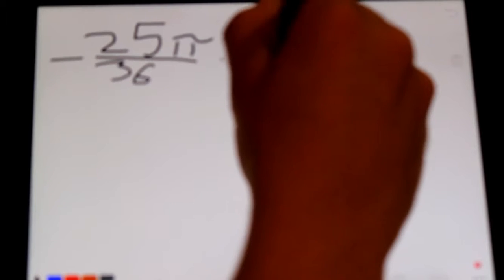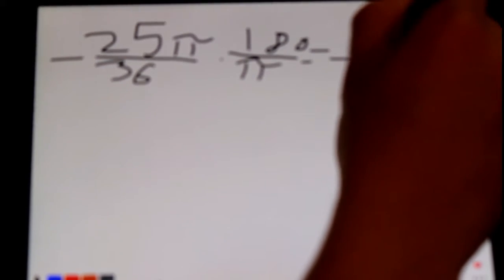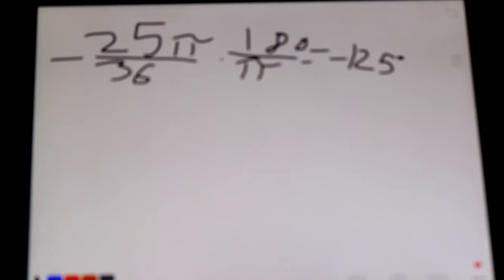Now, on to question 14D. We get negative 25 pi divided by 36, multiplied, of course, by 180 over pi, and we get negative 125 degrees. Now, let's check in with Dean and see what he thinks.